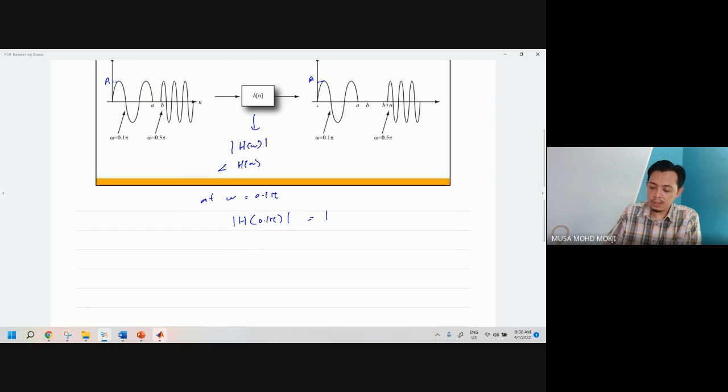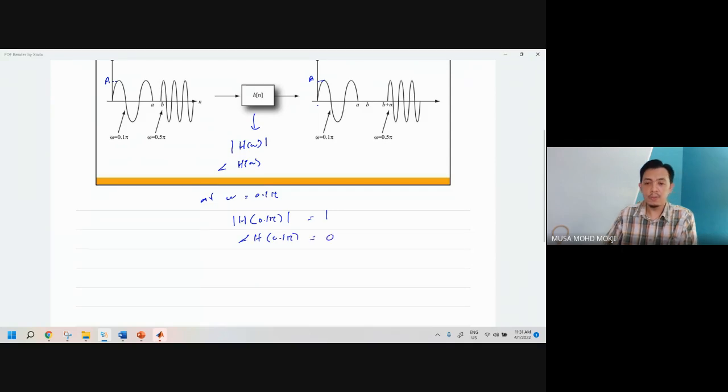And what will be the phase? The phase at 0.1 pi is actually equal to 0. Because let's say it has a phase here, and then no delay at all.